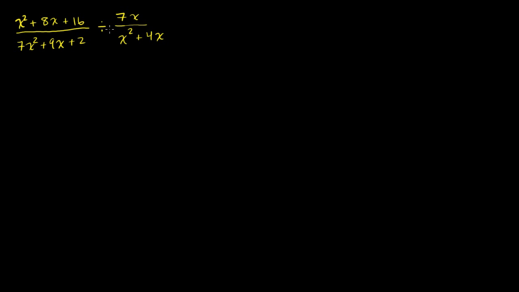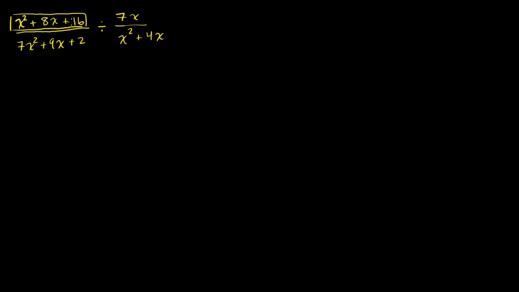So here we could divide first. That's the same thing as multiplying by the inverse of this thing. But just for fun, let's factor these two, the numerator and the denominator here. So this numerator over here, that's pretty straightforward. That is a perfect square. That is x plus 4 squared.